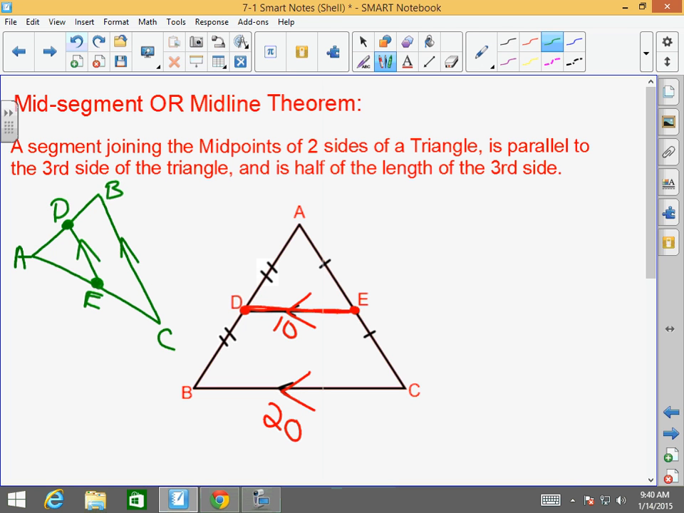And let's say BC is, I don't know, 25. DE would be 12.5. It will be half the size of that third side. So you can rotate this in any way possible. Does that make sense, gentlemen? Yes, sir, my brother.